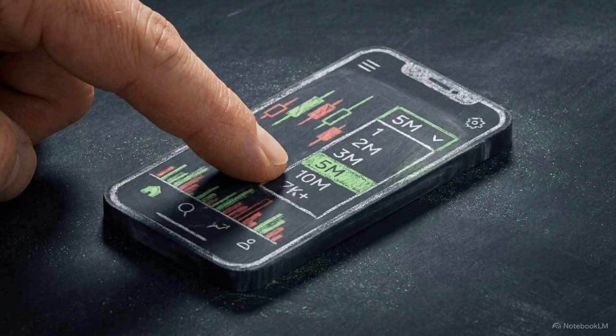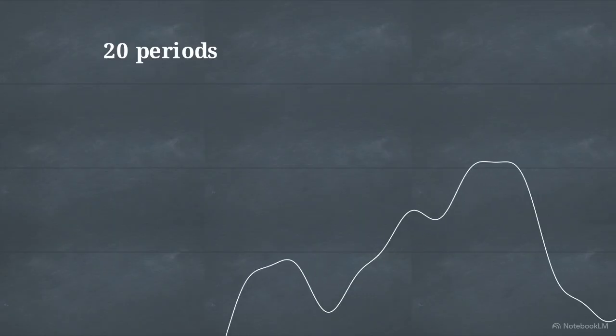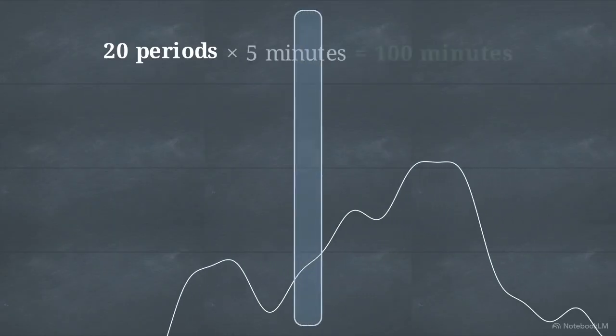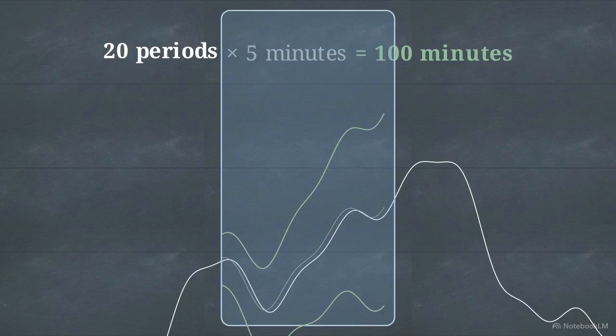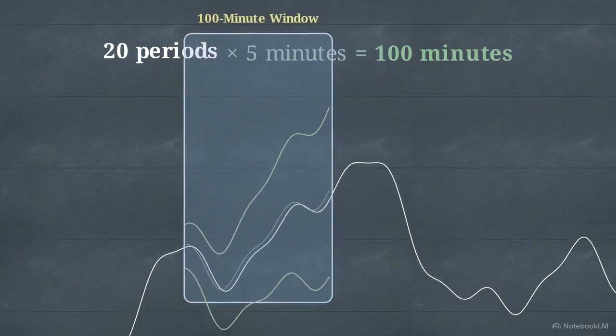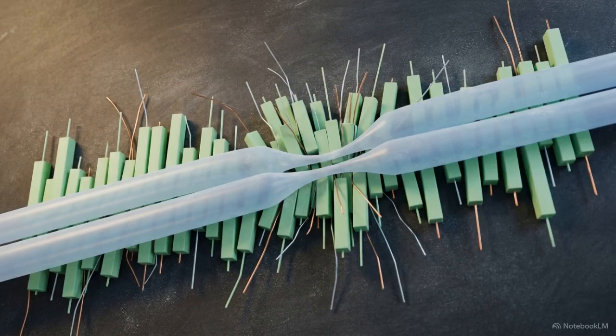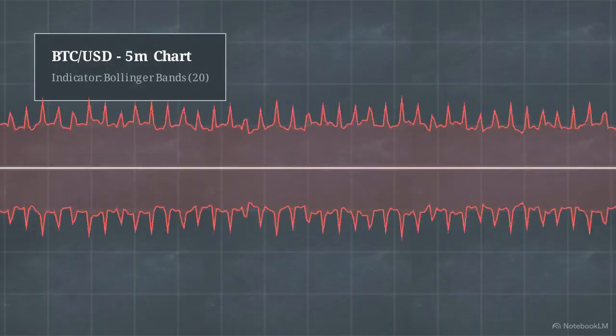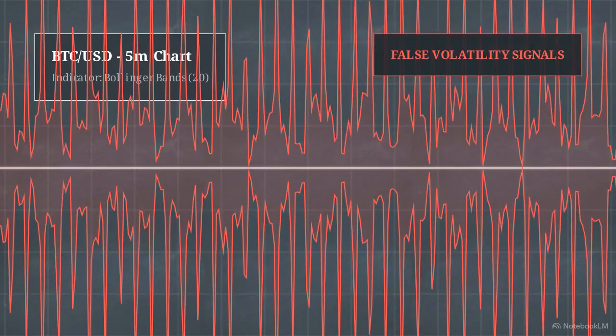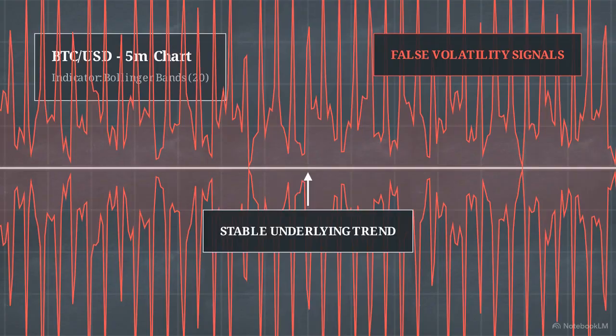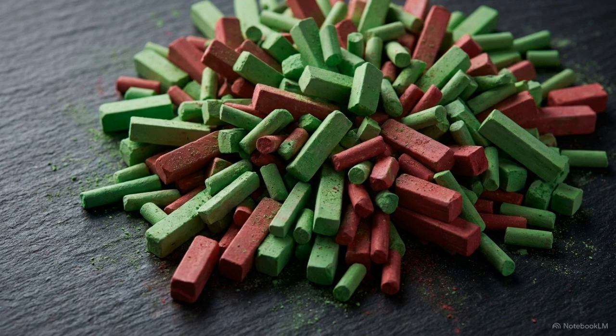Now, take that exact same tool and apply it to a fast-paced 5-minute intraday chart. Let's do the math. 20 periods multiplied by 5 minutes gives you exactly 100 minutes. You are now calculating extreme volatility deviations over a highly arbitrary 100-minute window. This timeframe mismatch hypersensitizes the indicator. By using a ruler built for months to measure minutes, the bands overreact to tiny micro-fluctuations instead of tracking true structural market shifts. What the bands flag as an extreme overextension is actually just routine, meaningless intraday noise.